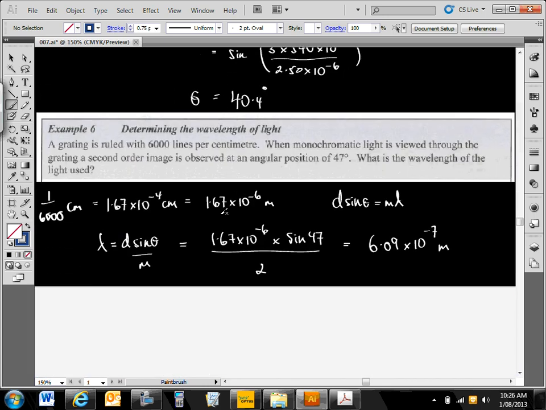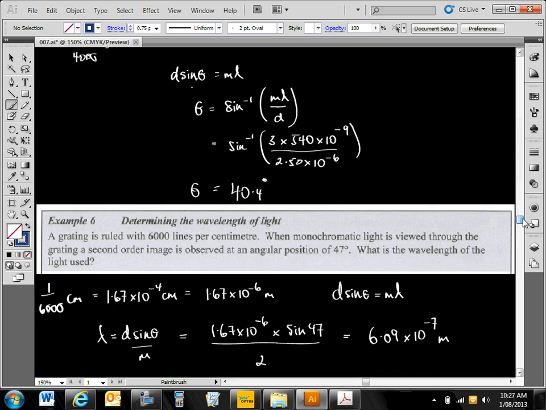Determining the wavelength of the light here. So we rearrange d sin theta equals m lambda for lambda. We're given d. We know the angle in this case, and we know that m is equal to 2 because we're looking at the second order image. Notice how they keep calling them different things. Second order image is not used that often. Second order maximum, second order reinforcement line, second order image, all the same thing. You know what you're looking at.